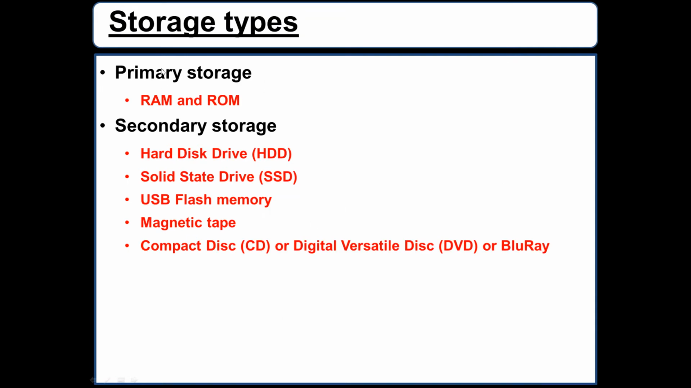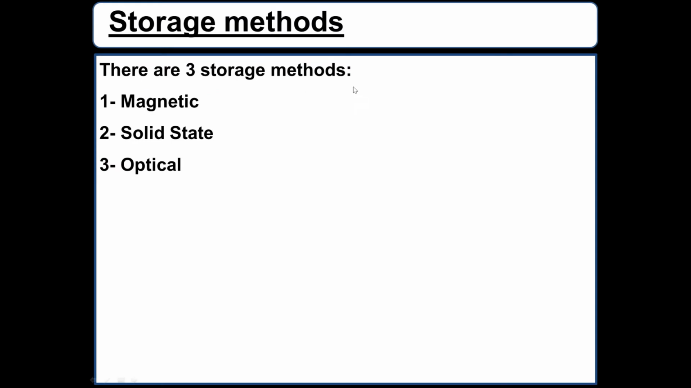So in terms of primary storage, we covered RAM and ROM, and we can possibly have cache as well there. And the secondary storage is hard disk drive, solid state drive, USB flash memory, magnetic tape, and CDs, DVDs, or Blu-rays. So they might ask you about different storage methods. So these are not devices, but they are storage methods. So magnetic is the first one, and then solid state, and then optical.